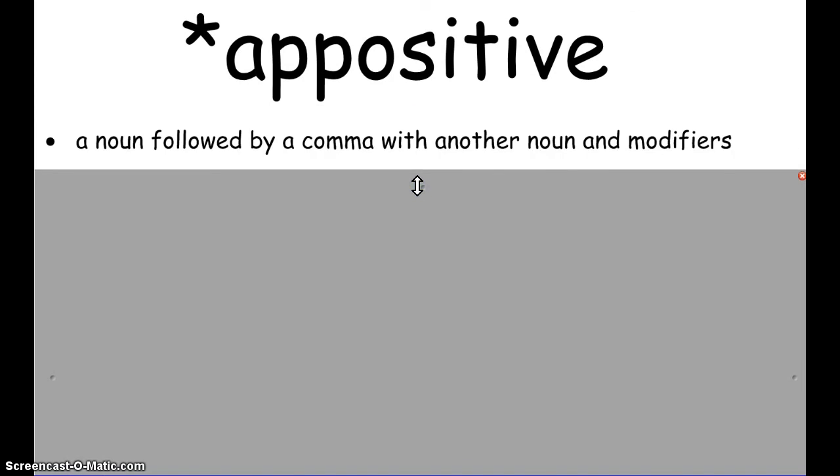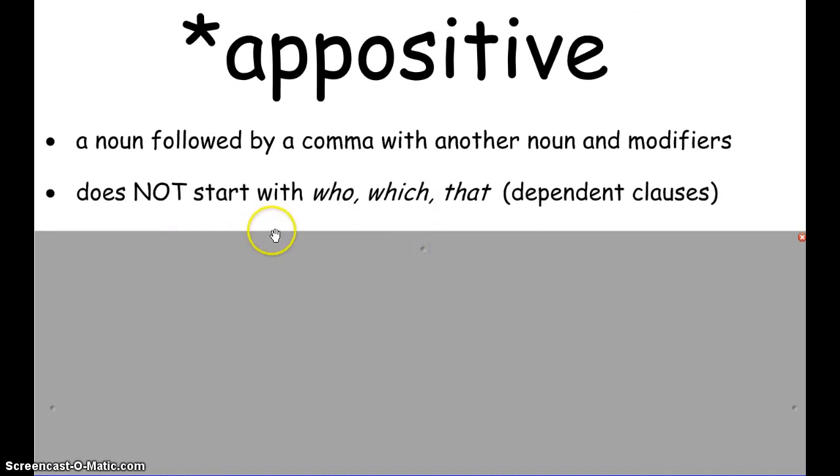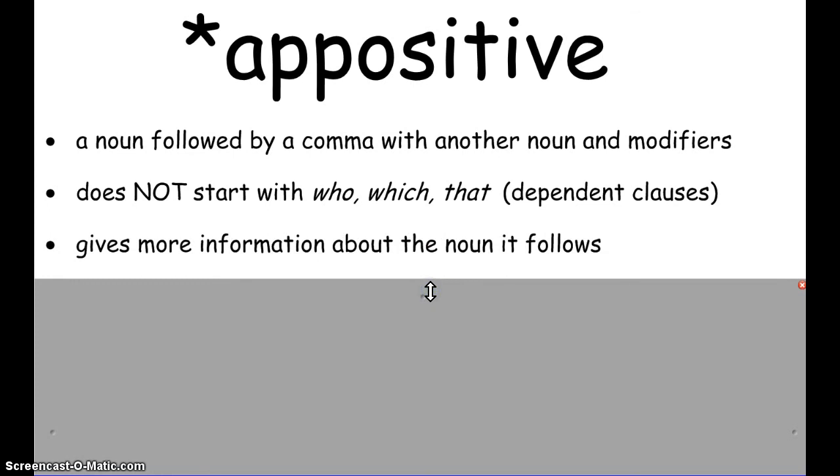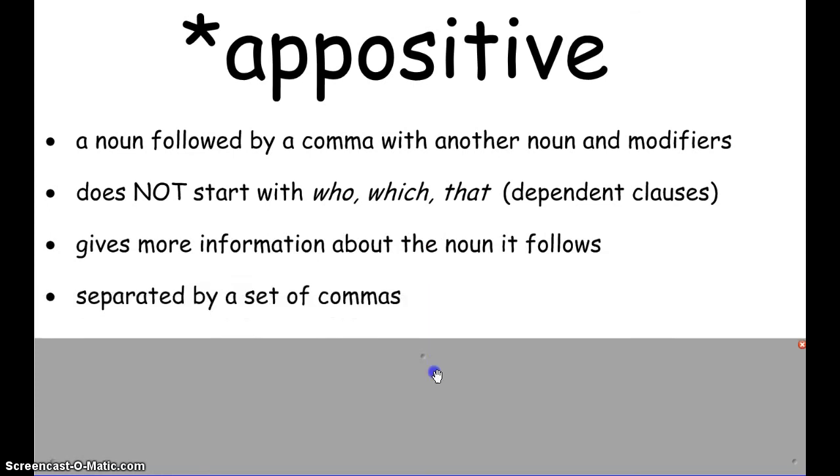If you're looking for them, you're looking for a noun that has a comma after it, that has another noun and some modifiers, and that definition should make sense when we look at our example sentence here in a minute. Okay. The important thing to remember when we look for that set of commas is that they don't start with who, which, or that when we look within that phrase, because if we have a word like who, which, or that, it's indicating that we probably have a dependent clause. They're just good for giving more information about the noun that it's following. And we use commas to separate it.